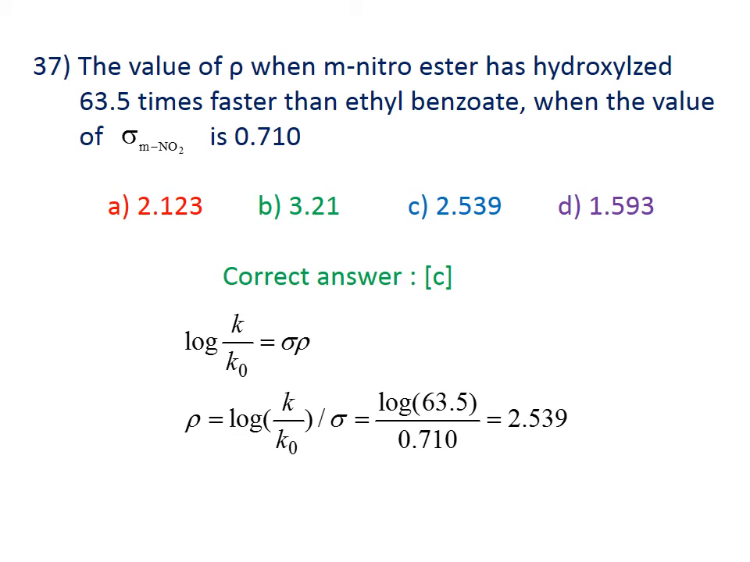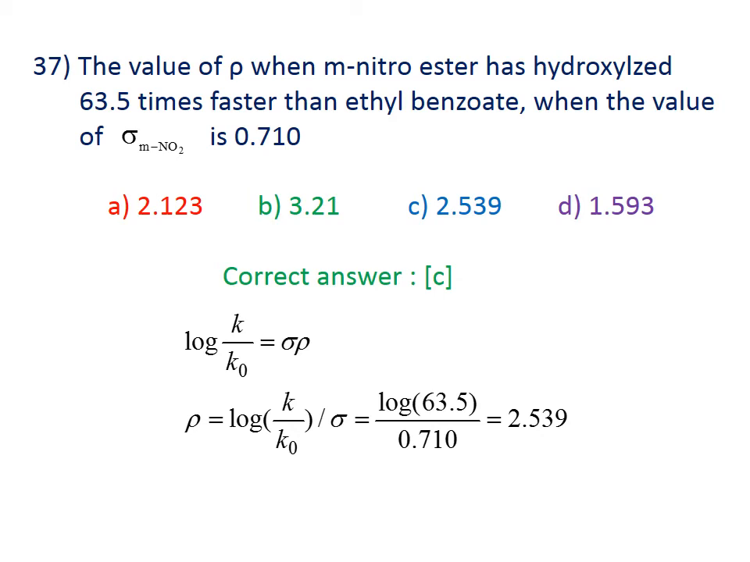Similarly, sigma is the substitution constant and rho is the reaction constant. Now we are going to calculate the value of rho, the reaction constant for the hydrolysis of meta-nitro ester. You substitute the value: rho will be equal to log of K/K0 divided by sigma. Log of K/K0 is equal to log of 63.5 divided by sigma, 0.710, that will be equal to 2.539. Therefore, the correct answer is C.